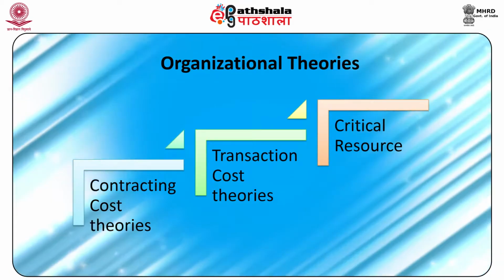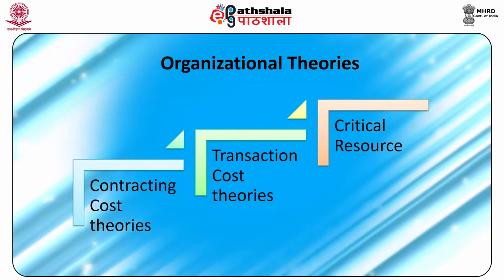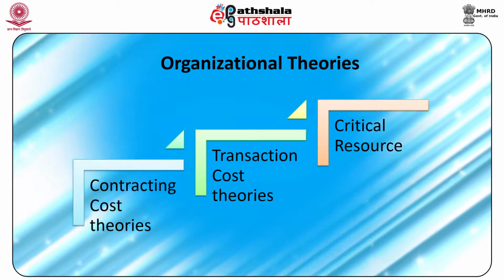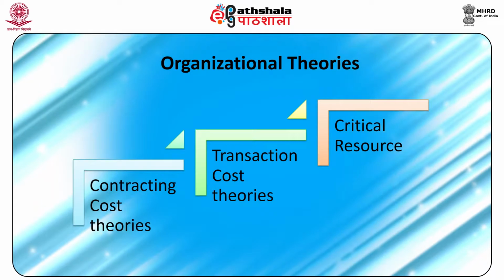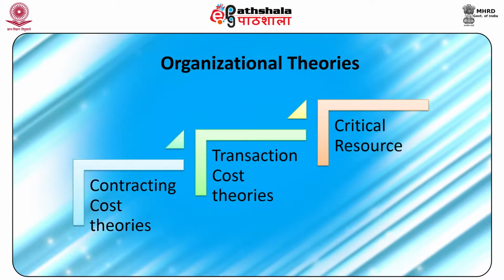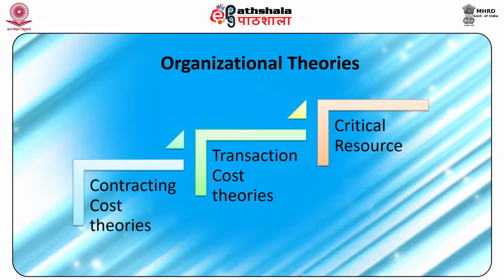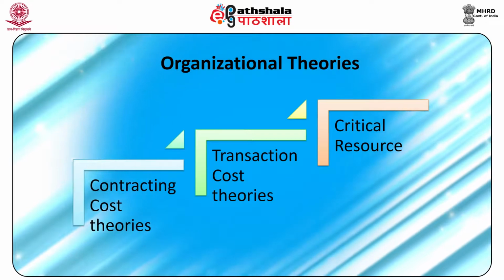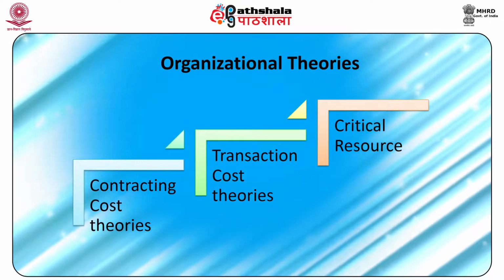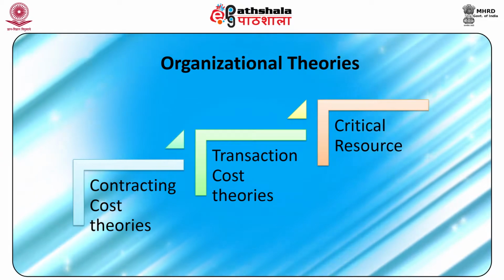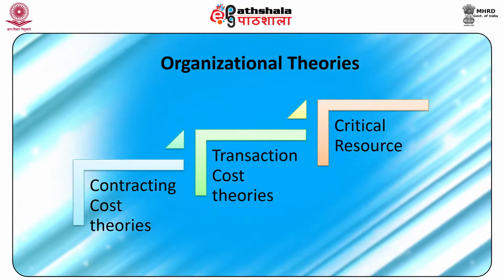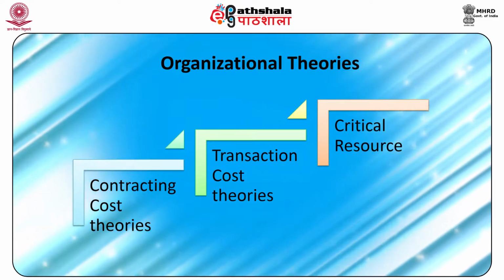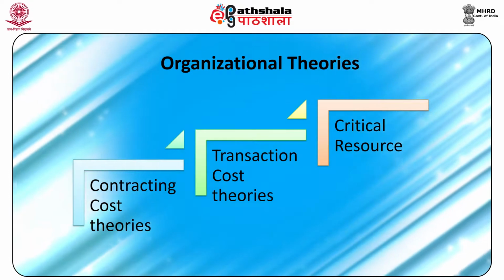Organizational theories. Organizational theories fall into three broad categories: contracting cost theories, transaction cost theories, and critical resource theories of the firm. Contracting cost theories suggest that there is hardly any difference in the contracts at work inside a firm and in the market. Firms are considered as a particular configuration of contracts characterized by a central common party to all the contracts. These contracts fail to provide sharp prediction on the size or boundaries of the firm.